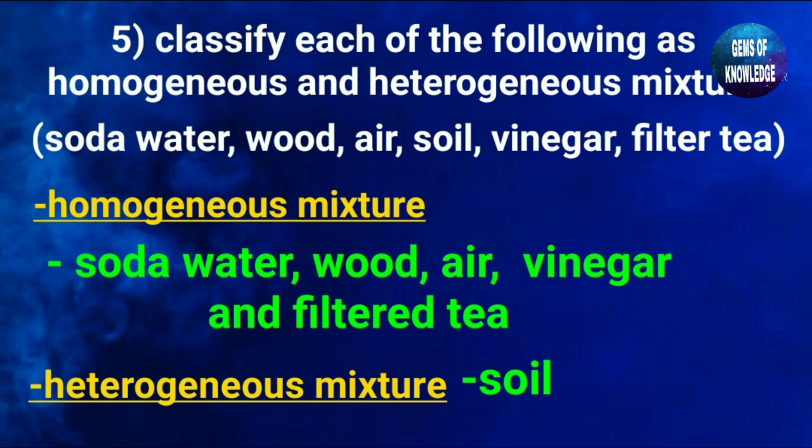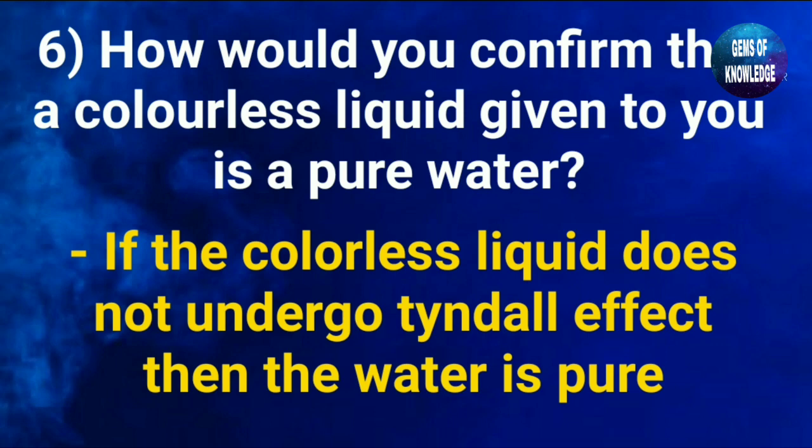So according to the question here, the homogeneous mixtures are soda water, wood, air, vinegar and filtered tea. And the one which comes under the heterogeneous mixture is the soil, because here there is non-uniform composition. Next, moving to the sixth question.